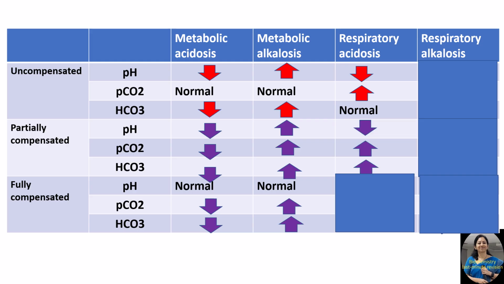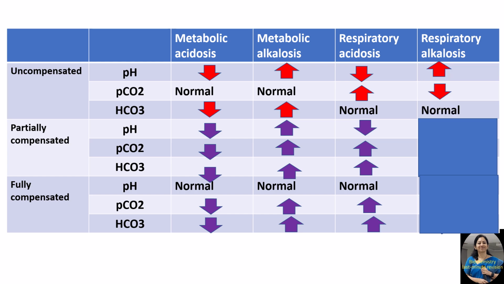Now we know the compensation involves the counter variable. The counter variable here is bicarbonate, and it moves in the direction of the primary variable. The primary variable, partial pressure of carbon dioxide, is increased, so bicarbonate increases. This increase is mainly done by the kidneys by increased reabsorption of bicarbonate at the proximal convoluted tubule. So this is said to be partially compensated respiratory acidosis. When the pH gets back to normal, then it is said to be fully compensated respiratory acidosis.